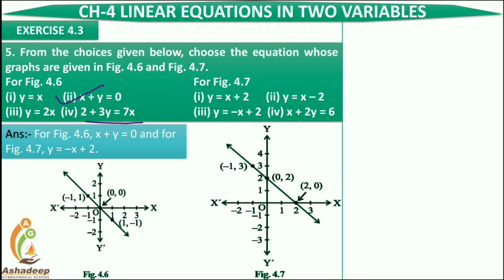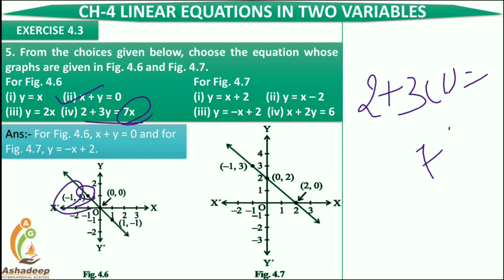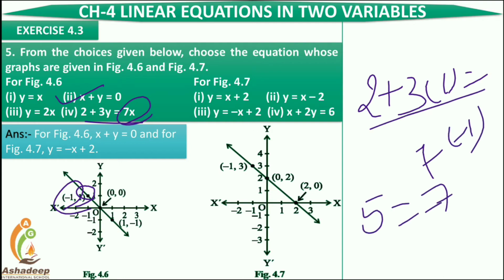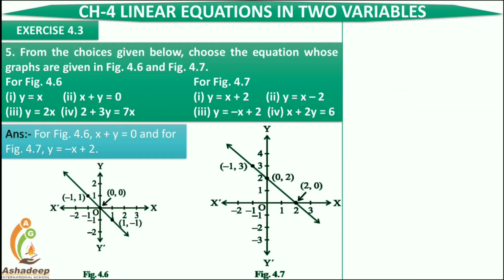If you want to check, let's check for this. 2 plus 3 into y. What is the value of y here? And that 1 is equal to 7x. 7 into minus 1. 7 into minus 1. Now 3 plus 2, 5. 5 is equal to minus 7. Is it equal? No. Therefore, it doesn't satisfy. So the only equation that satisfies is x plus y is equal to 0.